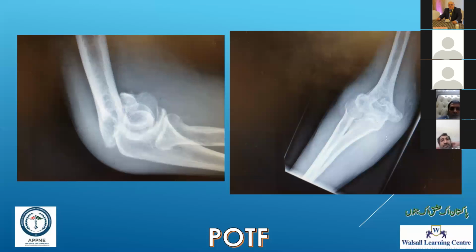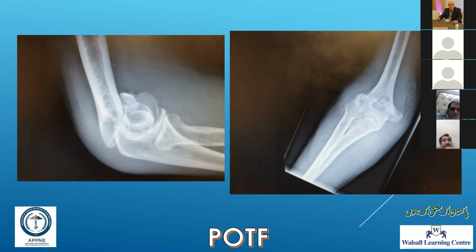Assuming that there is no ATLS problem. This is an isolated injury after taking detailed examination. My plan of management would be what? What are you going to do? Sir, operative, non-operative management and operative management. Very good. I can offer this person operative and non-operative management.